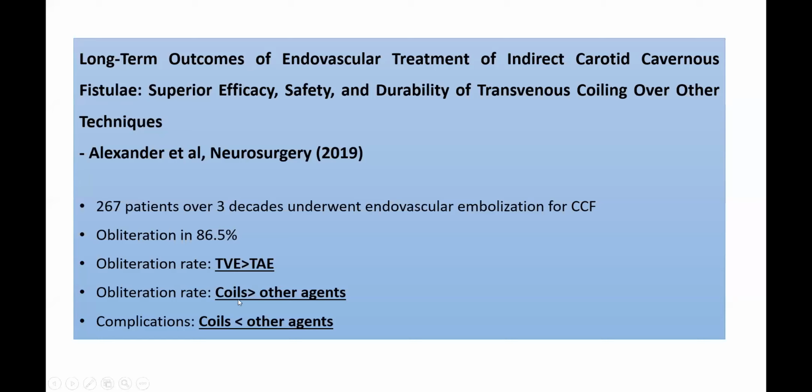And also coils have been found to be more effective in occluding the shunt rather than liquid embolics. Also complications with coils are few, because the liquid embolics can fly away to many important branches, which is not under our control sometimes. So coils have been found to have fewer complications.